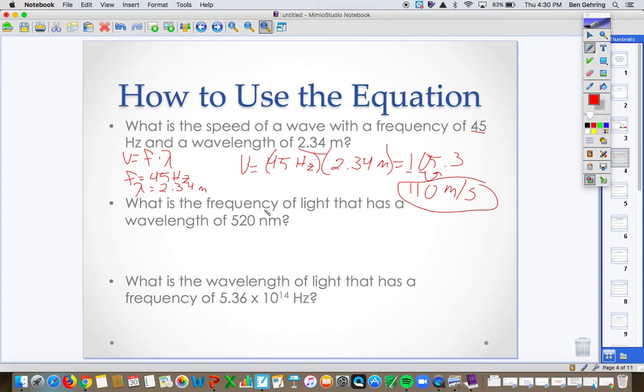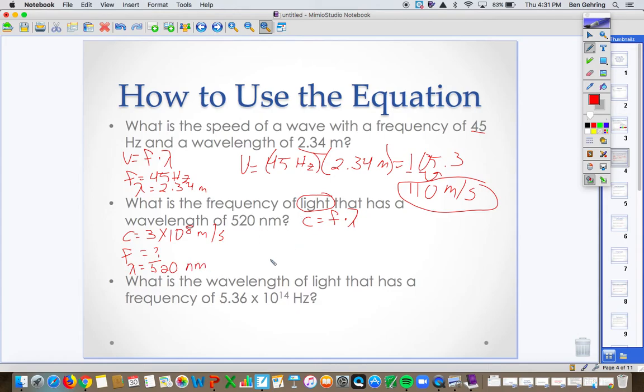Now, next one. I want to know the frequency of light that has a wavelength of 520 nanometers. So for my equation, we're going to use c equals frequency times wavelength. The reason I use c is because I'm talking about light. We know that c equals 3 times 10 to the 8th meters per second. I can have a frequency and I can have a wavelength. In this case, I'm looking for the frequency, so I don't know that. My wavelength is 520 nanometers.